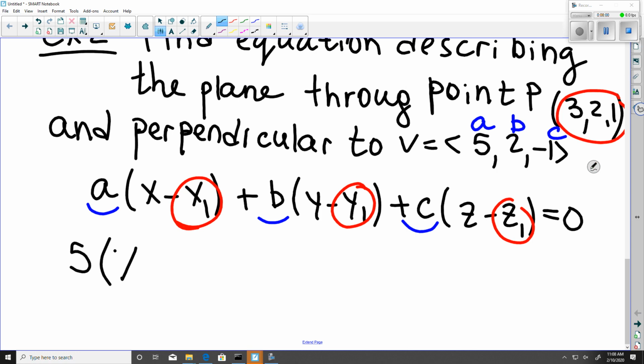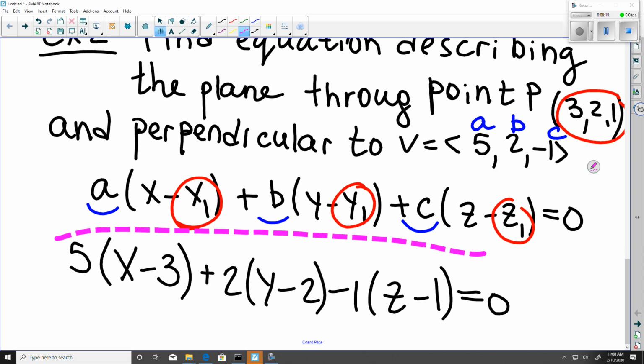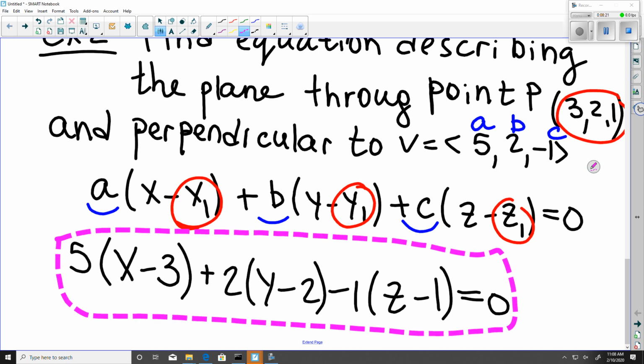5x minus what? 3 plus what? Y minus 2, minus 1, z minus 1. And stop there. There's nothing else you have to do. You don't have to distribute. It's a standard form of an equation. That's enough for full credit on the test.